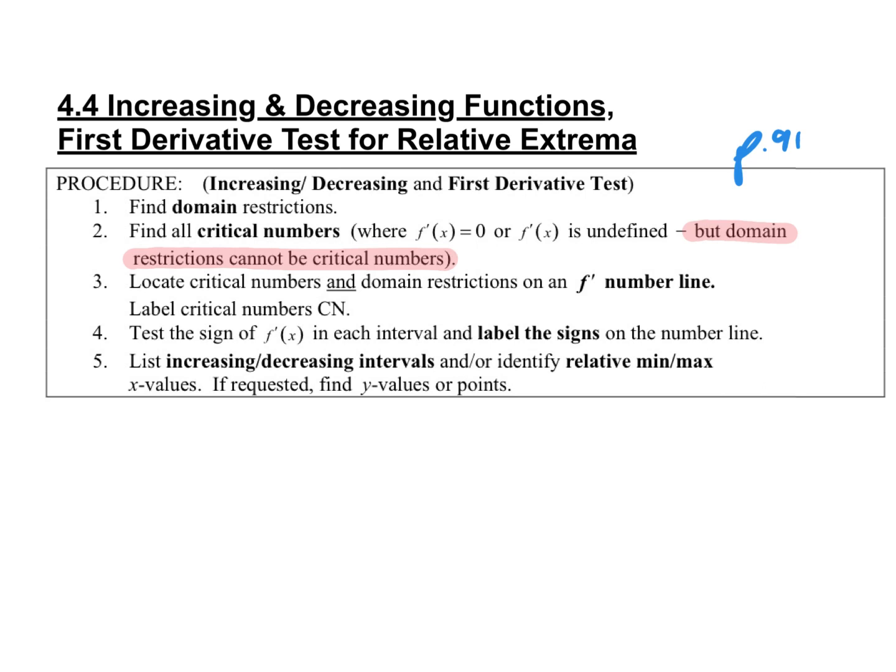So we want to find all the critical numbers, the critical values. The domain restrictions are not critical values. Then we want to make a little number line, and it doesn't have to be anything super fancy. We're going to see where the signs change, if they change, and from there we'll determine relative min or max. Okay.